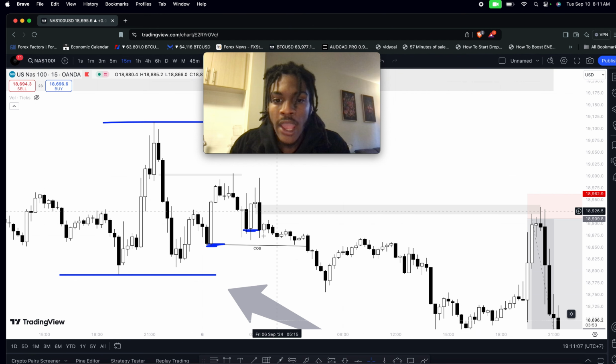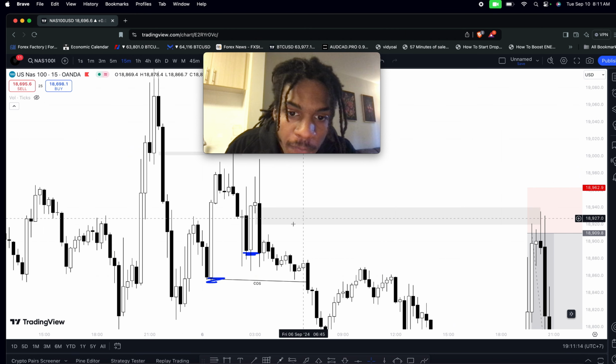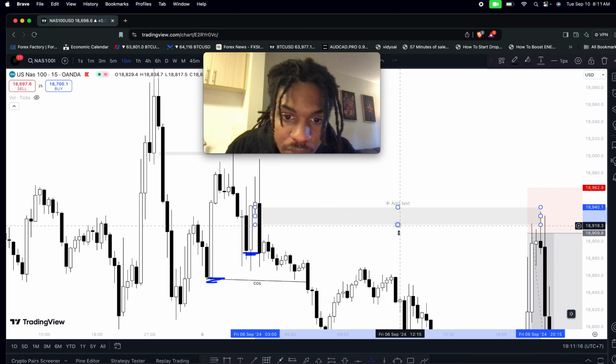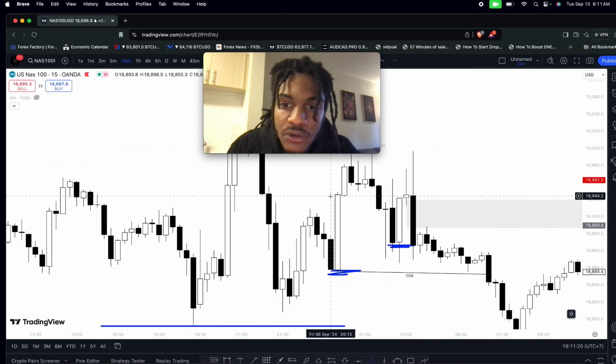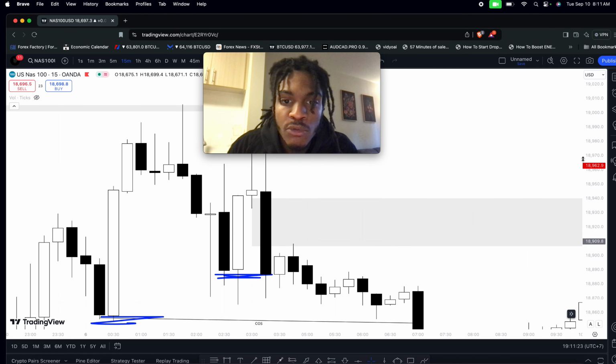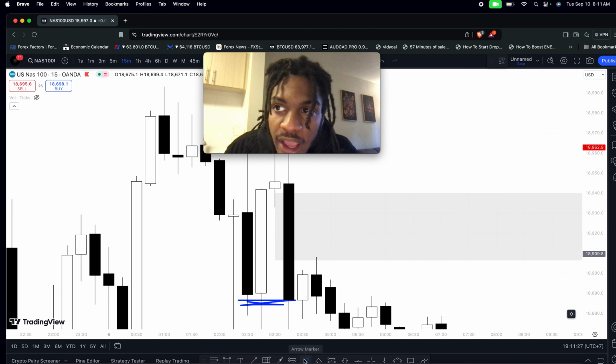Okay, and once it broke that, what did it leave behind? A gap. And so if you look at where I drew that gray box, a gap is the space between those two wicks where price did not get filled. And I'm going to zoom in so you guys can see what I'm talking about, so you can clearly see it. And so you see that arrow?